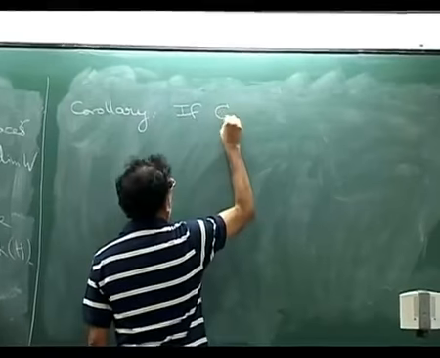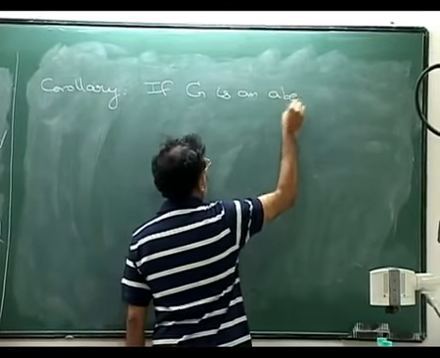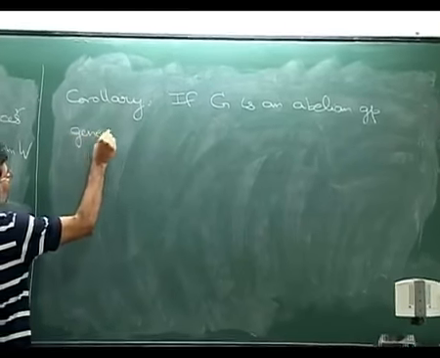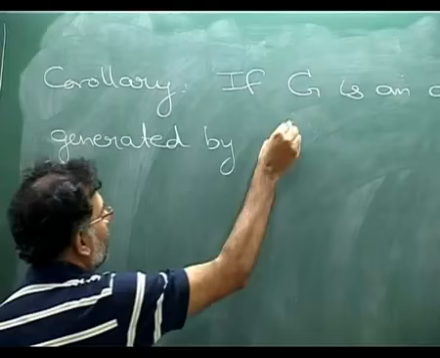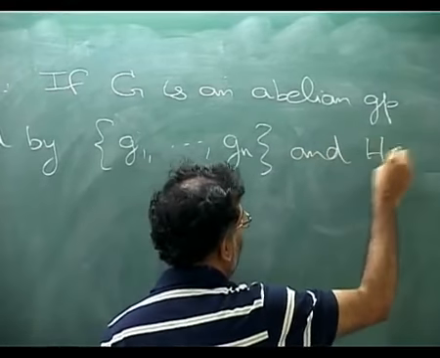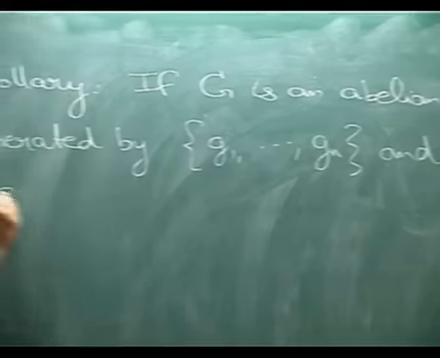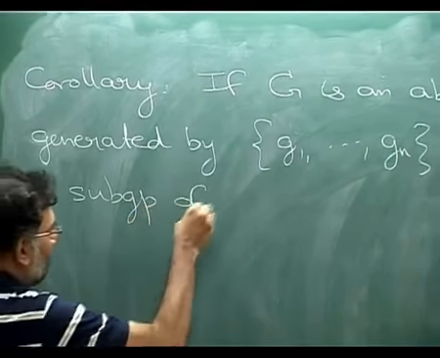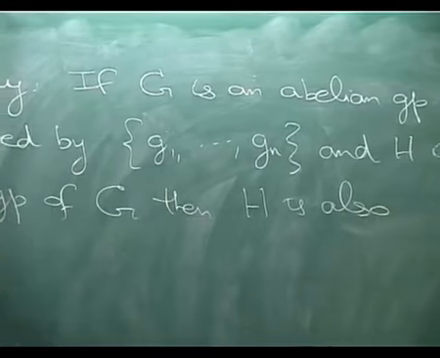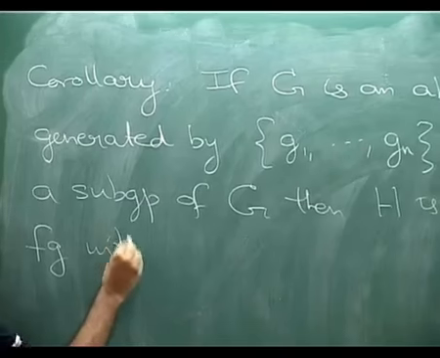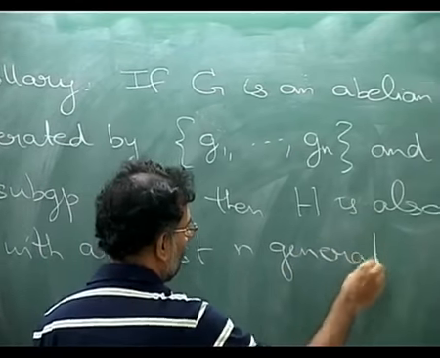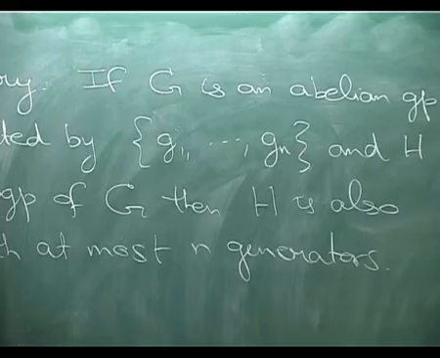So if G is an abelian group generated by g1 up to gn, and H is a subgroup of G, then H is also finitely generated with at most n generators. This is a very beautiful and very remarkable result.